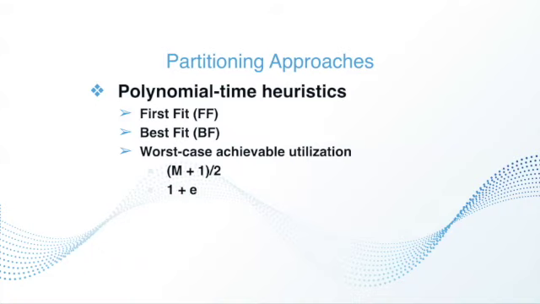The worst case achievable utilization on M processors is only (M+1)/2, even when an optimal uniprocessor scheduling algorithm, such as EDF, is used. In other words, there exist task systems with utilization slightly greater than (M+1)/2 that cannot be correctly scheduled by any partitioning approach.